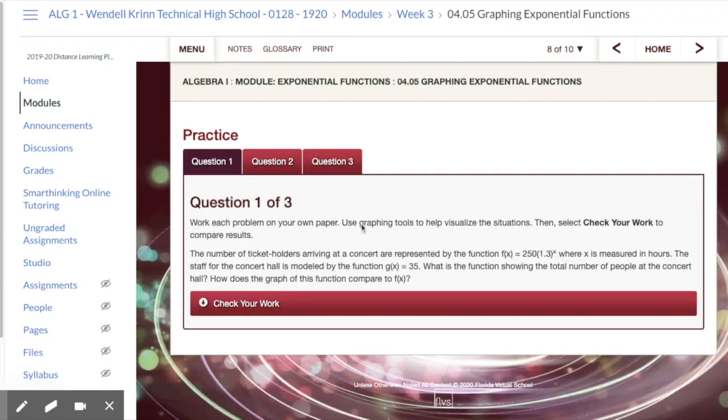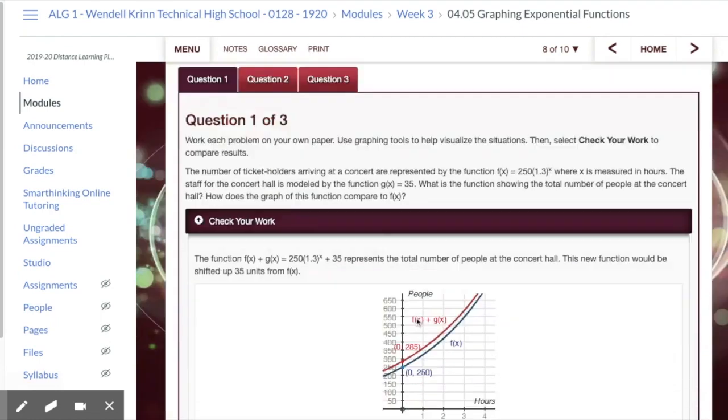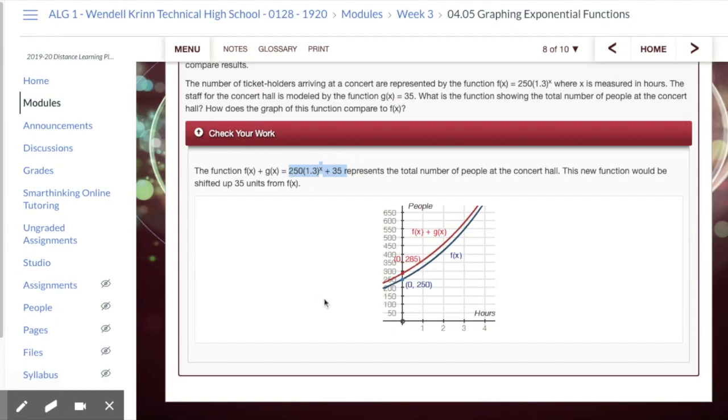All right, so page 8, practice question number 1. The number of ticket holders arriving at a concert are represented by the function here in hours. The staff for the concert hall is modeled by just 35 people. Okay, the total number of people is going to be however many people show up to the concert plus the 35 people that are working there. Okay, nothing too complicated about that. We're just adding on the extra 35 people working there. So it's going to look like this. Okay, we're just taking the original function and just adding on 35 extra people.